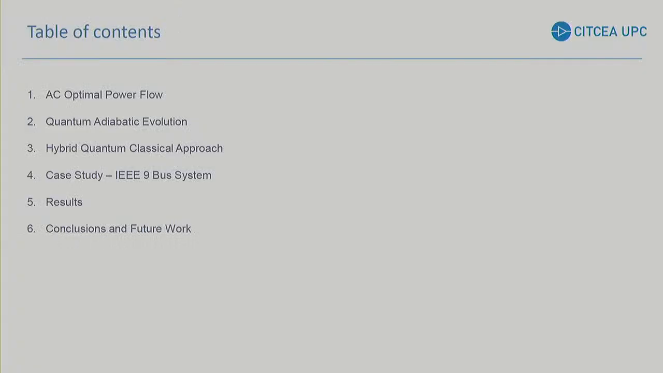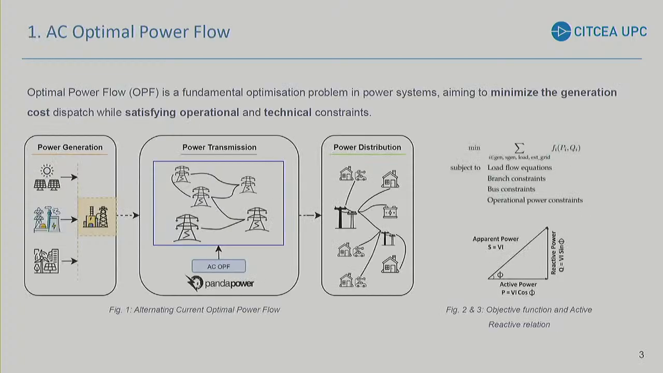First of all, I will explain the electrical problem that we are dealing with, which is AC optimal power flow and how it is classically solved. Then a brief explanation of quantum adiabatic evolution, how we merge both classical and quantum computing for solving the AC optimal power flow, a simple case study, the results obtained, and finally conclusions and some lines of future work.